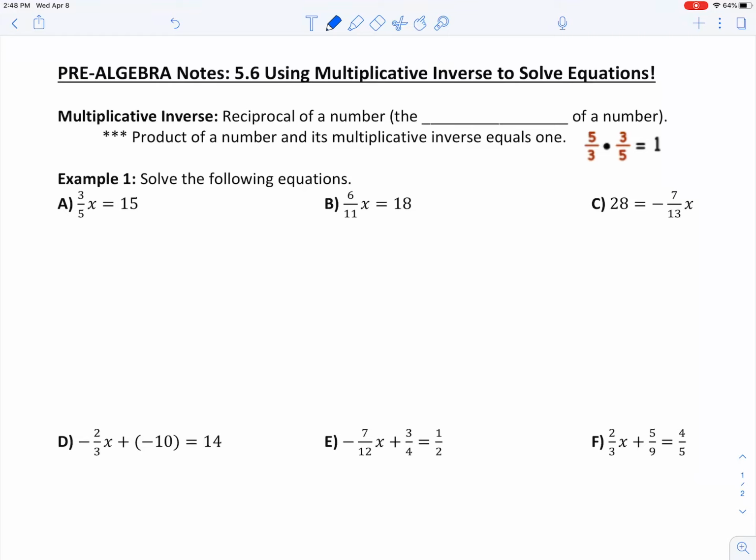Class, thanks for watching today. We are doing lesson 5.6, which is about using multiplicative inverse to solve equations.